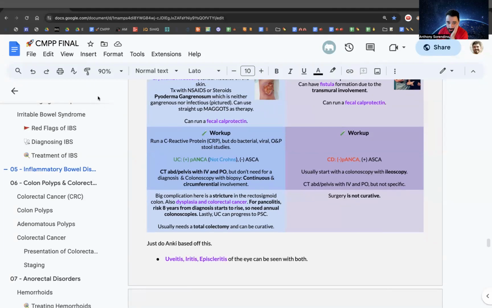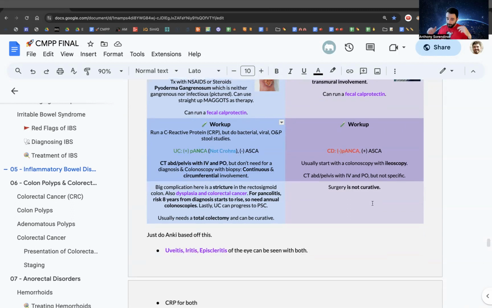All right, ulcerative colitis, you can do a CAT scan with IV and PO contrast and a colonoscopy, because again, you want to look for this continuous and circumferential involvement. With Crohn's, you're going to see more of the skip lesions. It is not continuous. And you're usually going to start with a colonoscopy with an ileoscopy. You want to see that ileum. You can do a CT, but it's not specific.